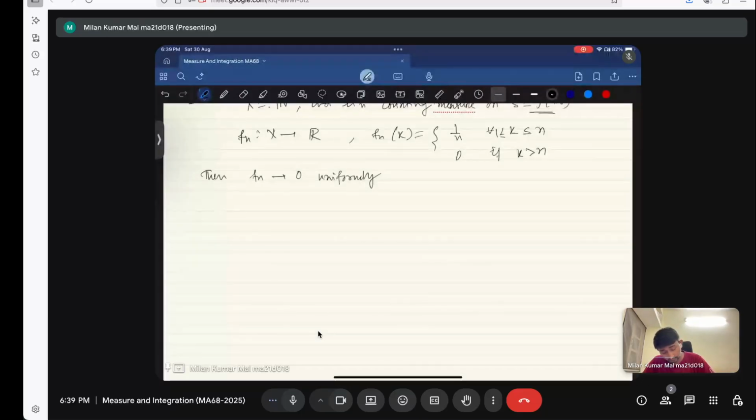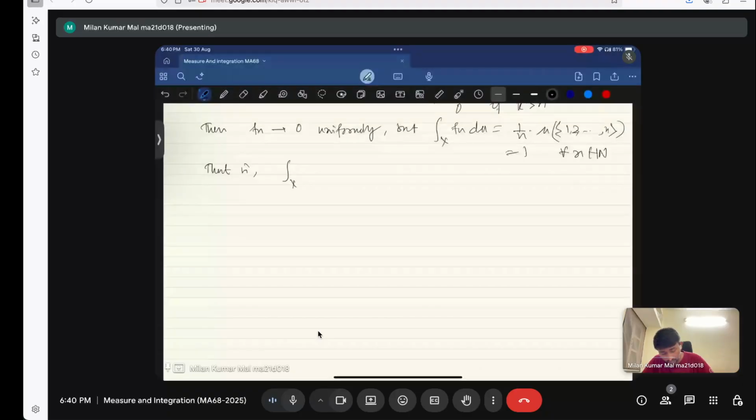But the integral of fn d mu equals 1 by n times the counting measure of the set 1 up to n, which is n. So this equals 1 for all n belonging to the natural numbers. That means the integral of fn d mu does not converge to 0, which is the integral over X of f d mu. This does not happen.